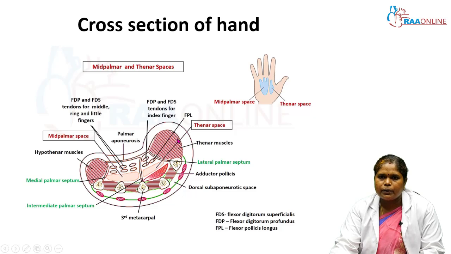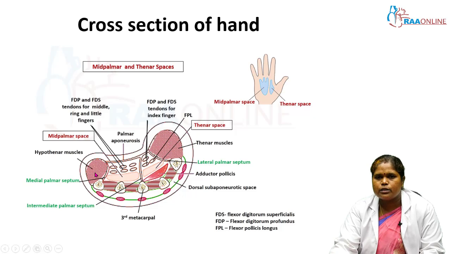In the lateral aspect, we all know that near the thumb we have a group of muscles, the thenar group of muscles. Below the little finger we have the hypothenar group of muscles. So you just orient that this is the thenar group of muscles and this is the hypothenar group of muscles.